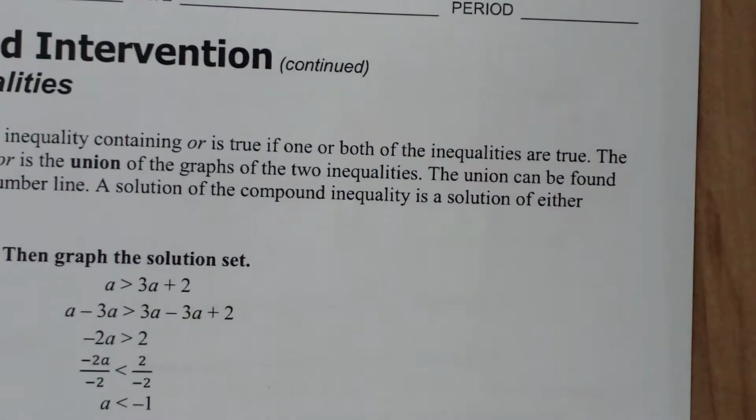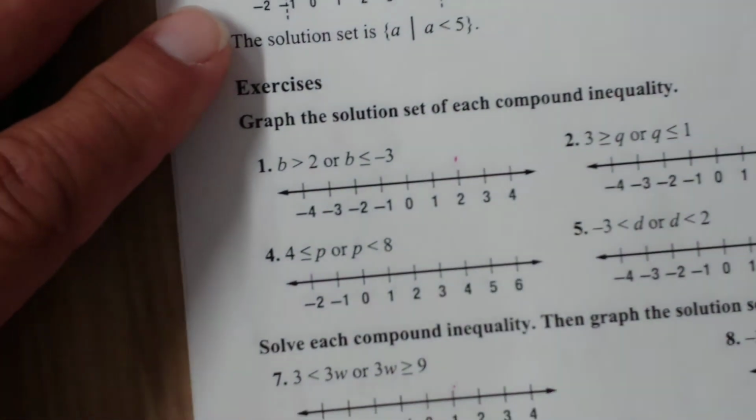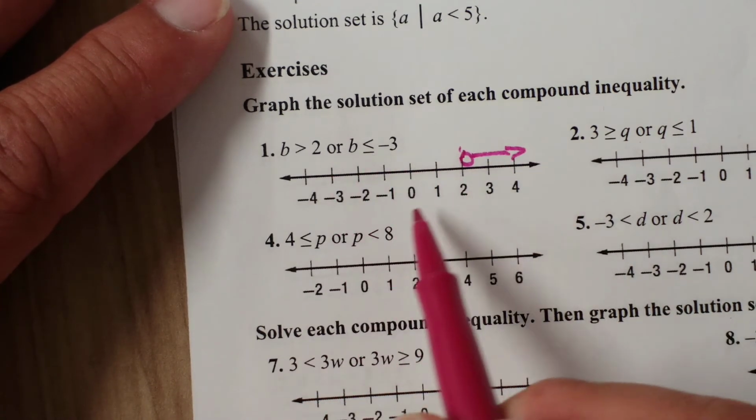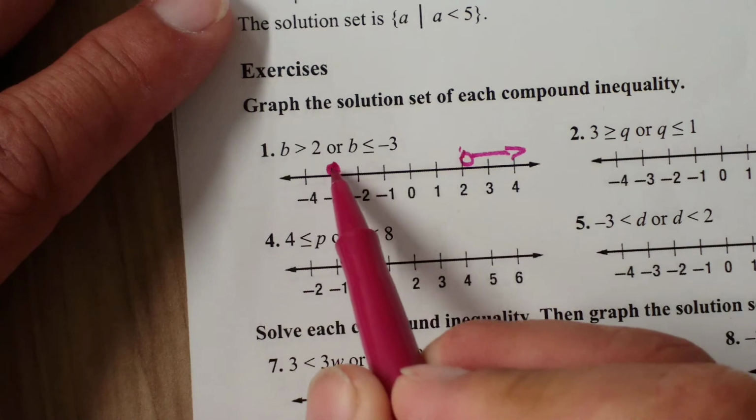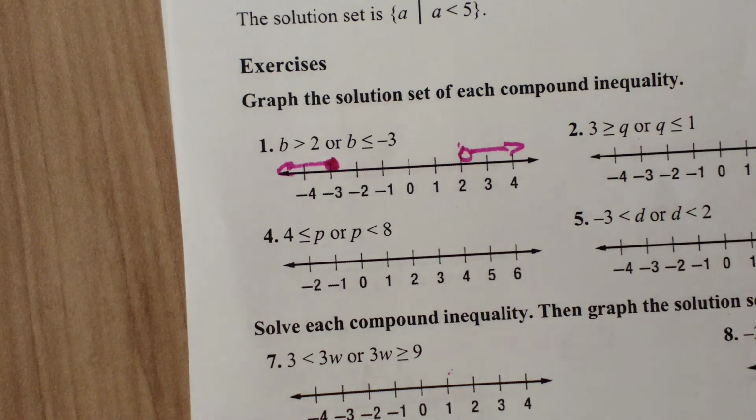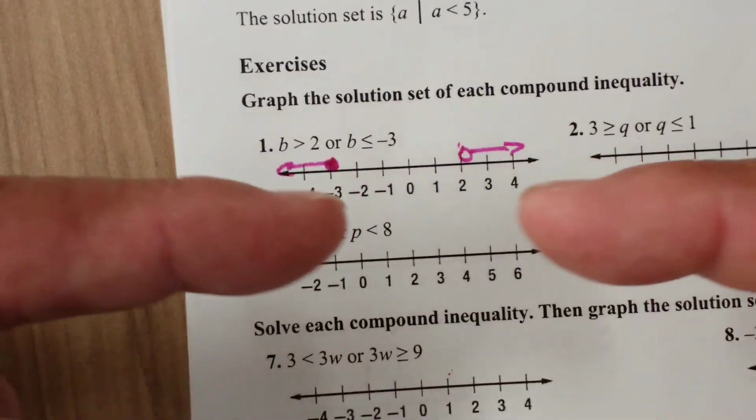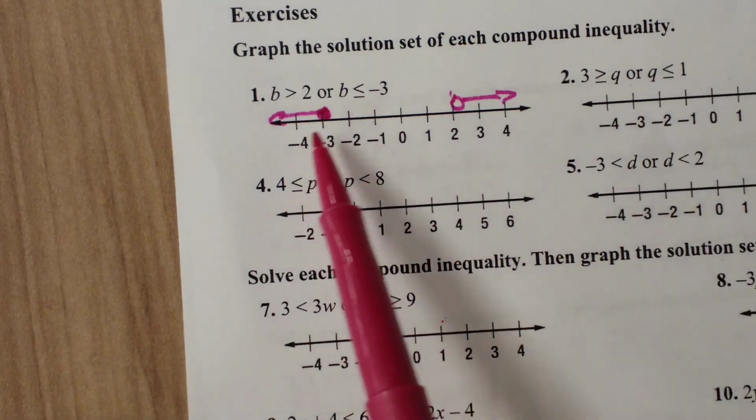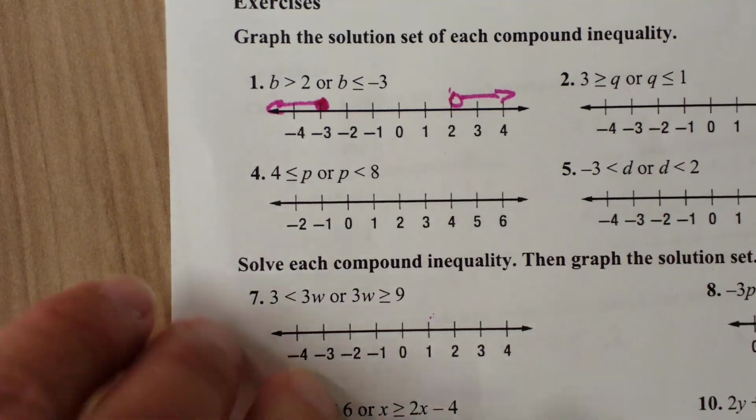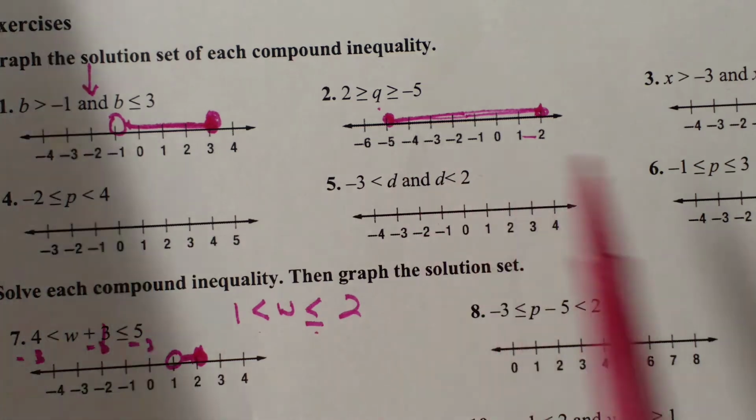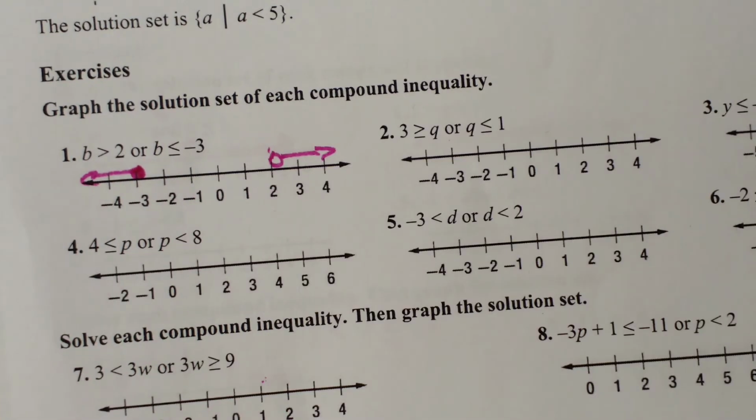Okay, sometimes the connecting word is not and, it's or. But we work them the same way. So if you look at number 1, B is greater than 2, or B is less than or equal to negative 3. Closed circle and the arrow going that way. With the ands, they normally come in toward each other, the lines do. But with the ors, they normally go away from each other like this one. So if you notice the ands, they come into each other. The ors go away from each other.